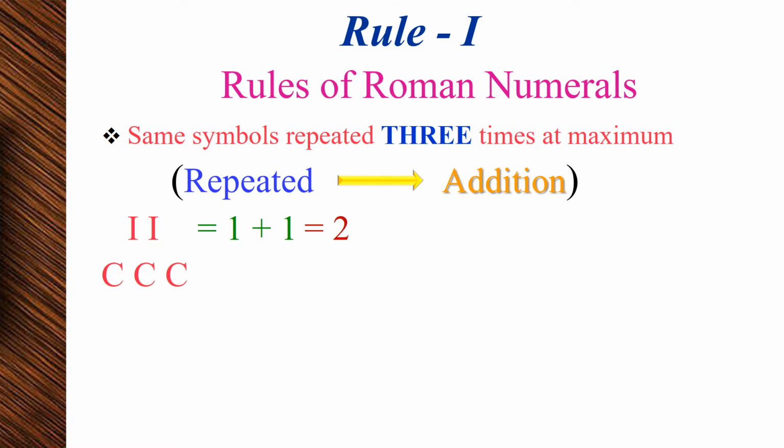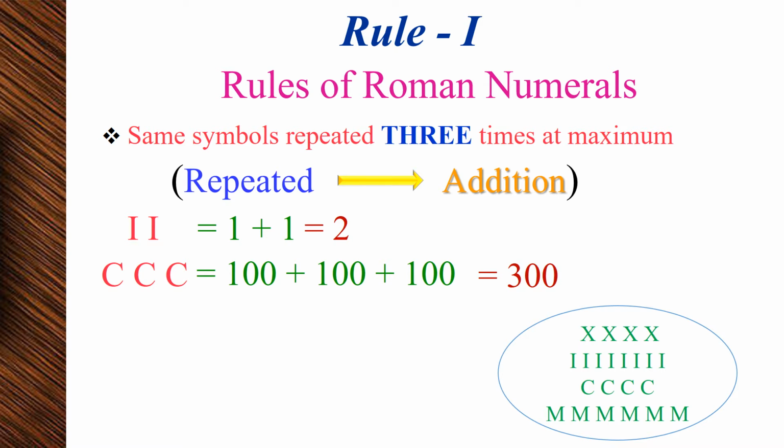Likewise, C is equal to 100, and therefore CCC is 100 plus 100 plus 100, which is equal to 300. Here rule 1 says that the same symbol can be repeated 3 times at maximum. We can repeat only 3 times. If you repeat more than 3 times, it is wrong. The symbol should not be repeated more than 3 times.